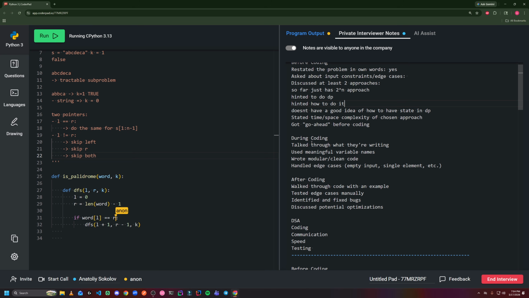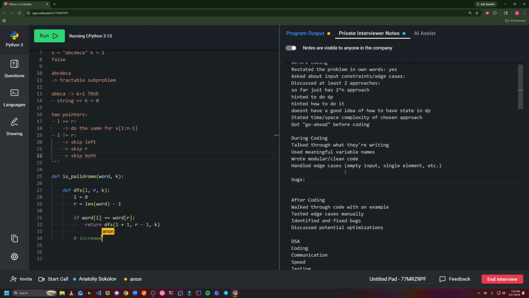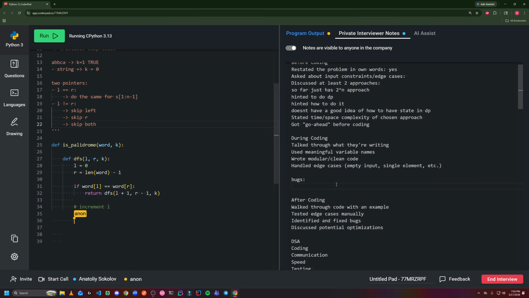So I would want like this. And then otherwise, we kind of have a few different options. So we can increment L. So I'll just write this out. Or we can decrement the right, or we can do both.